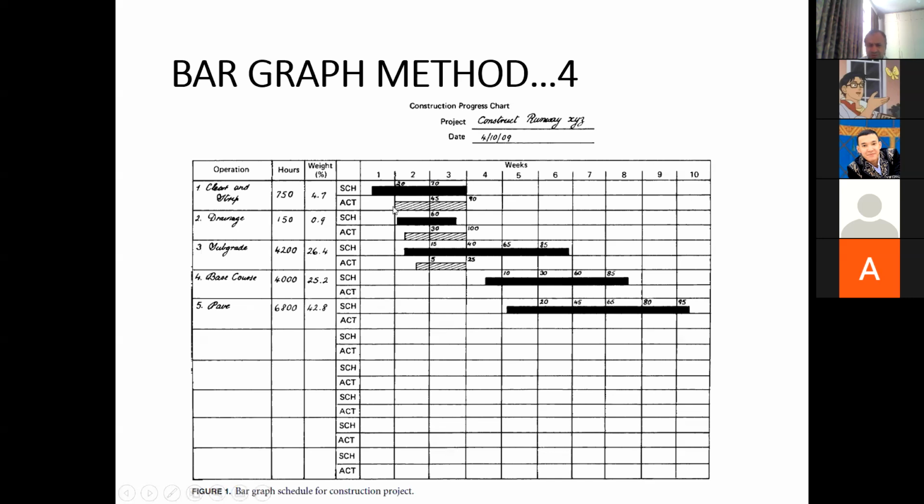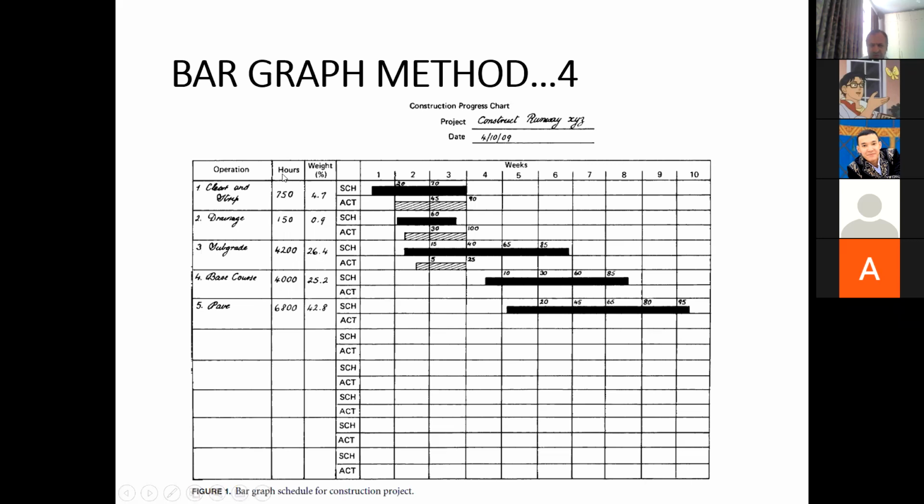But in actual, what happened was that by the end of the first week, this work was not started. But by the end of the second week, 45% of the work was completed. By the end of the third week, 90% of the work was completed. So in this way, you can read this bar chart over here. There are two additional columns over here.